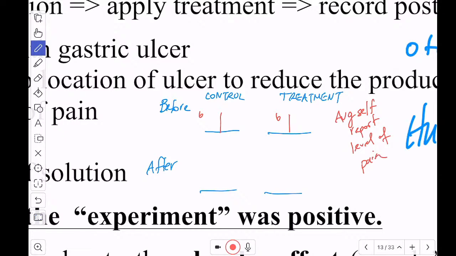So the factors that we believe influence their level of pain are roughly evened out. You know what I'll do is I'll put a decimal on that. So it's a little bit different. Okay, so then after the treatment, what happens?